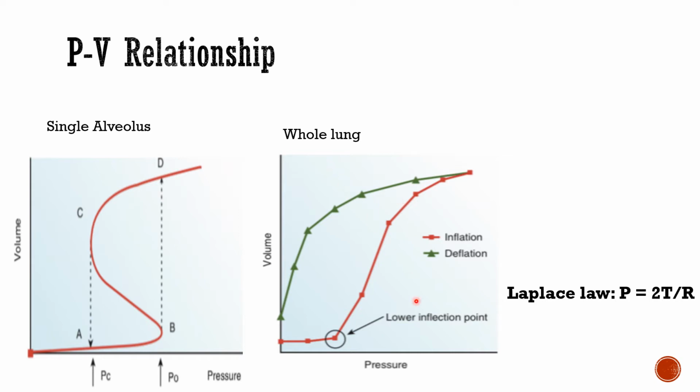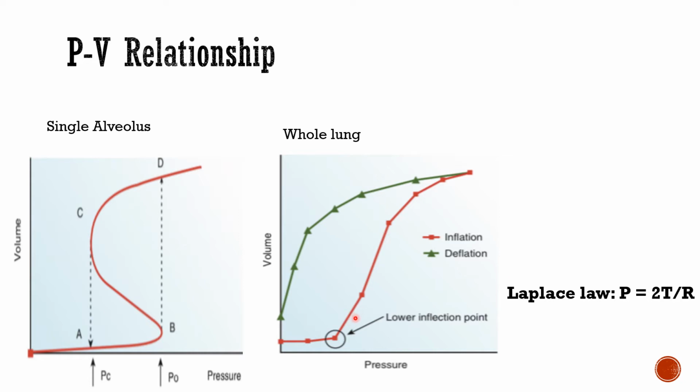Now, coming to the PV relationship of the whole lung, which can be derived by a cumulative summation of those of its individual alveoli, each with a different compliance. We see that initially we start at the residual volume of the lungs. As we gradually increase the pressure, there is a lower inflection point above which alveolar recruitment occurs.